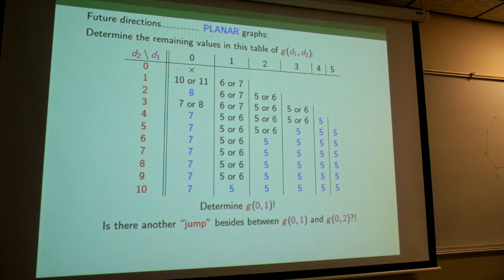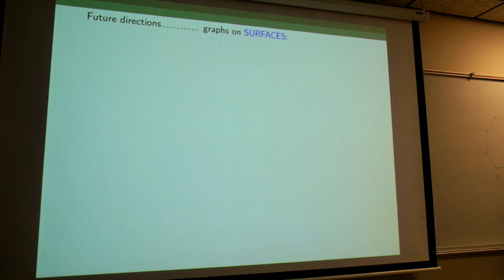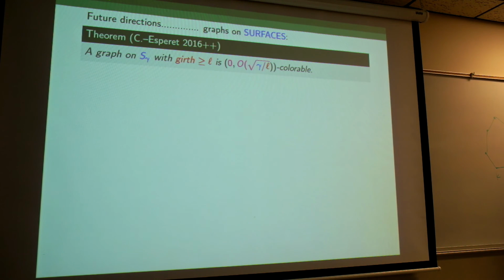So figuring out if there's a second jump in this table would be very interesting to me. We did something about planar graphs, so we should do something about graphs on surfaces. And then I was saying this theorem. This is what we actually proved when girth is very large. But then we weren't able to find any examples where this is tight for any L at least 8.